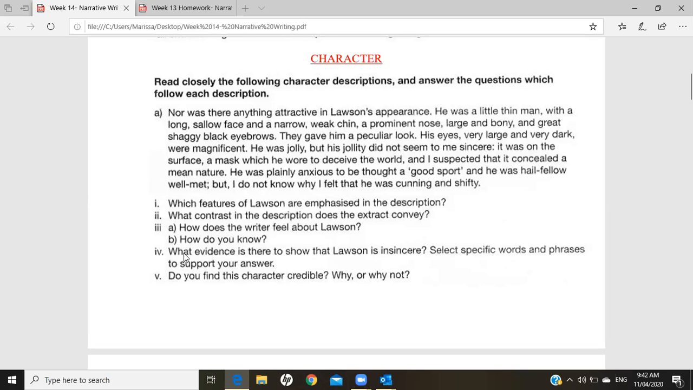Good. Number four says, what evidence is there to show that Lawson is insincere? Use specific words and phrases to support your answer. So if someone is insincere, it means that they are very fake or false. So what specific words or phrases did you all see that really showed that Lawson was a bit false or fake, so he was insincere? So Joshua is saying he looked jolly. So first he looked jolly, but he was not. Good, because this line, when he says he was jolly, but his jollity did not seem to me sincere. So here's where the writer is saying that I think this person is fake. And then there's a next part that also shows that he was fake.